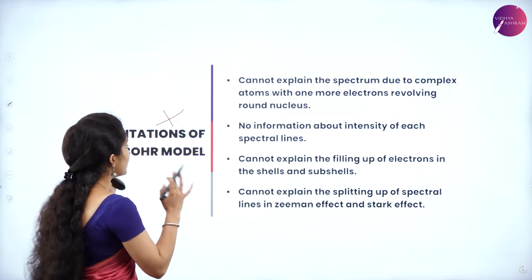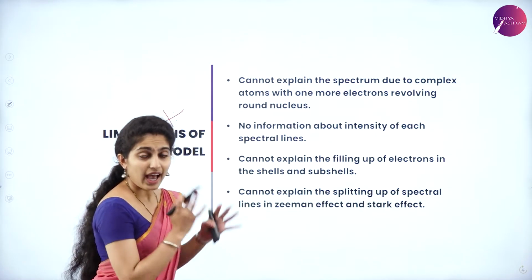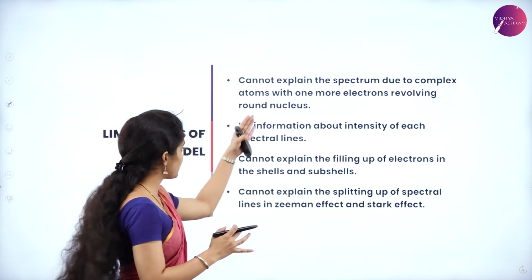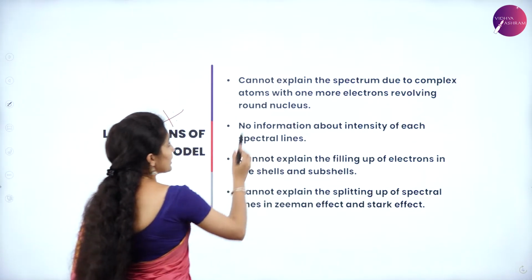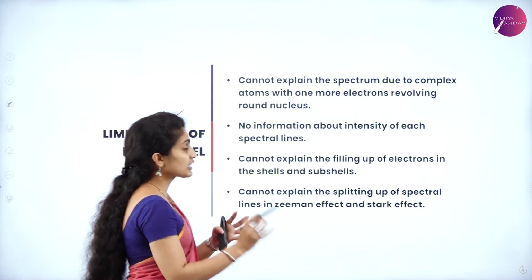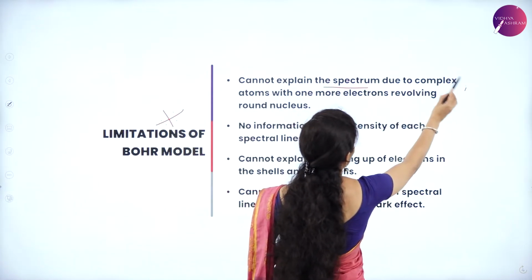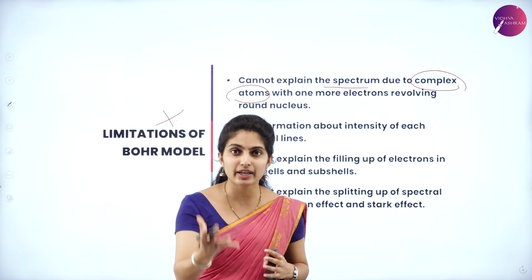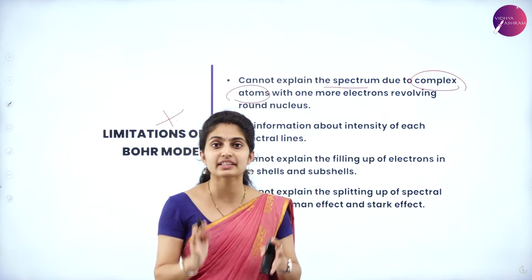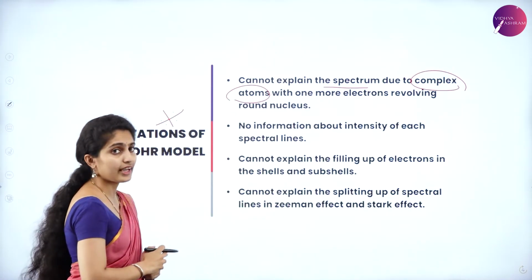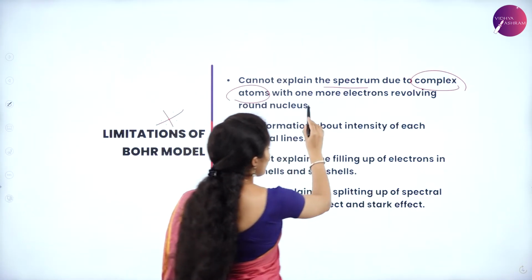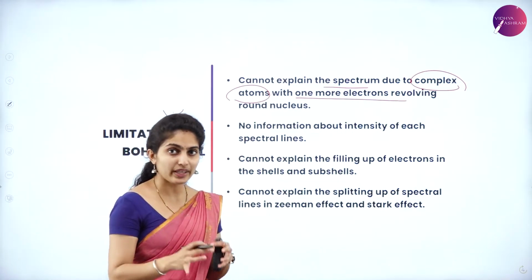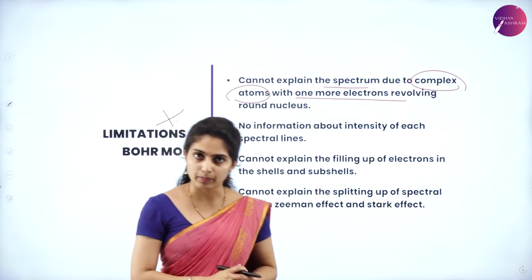So those were the postulates given by Bohr, and there were limitations in those postulates as well. Those limitations are listed below. Bohr's explanation cannot explain the spectrum due to complex atoms. The spectrum given by a complex atom, with more electrons revolving around the nucleus, is not at all explained in Bohr's atomic model. So it failed to explain the spectrum of complex atoms.